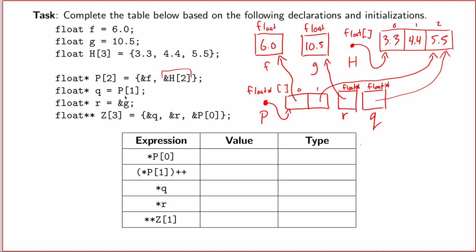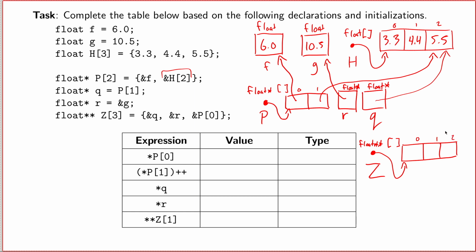All right, we're still not done. We now have to create another array called z. So here's z down here. And z's element type is float star star. You can verify to yourself that yes, we can create arrays of element type float star star. And z is going to have three elements: element 0, 1, and 2.